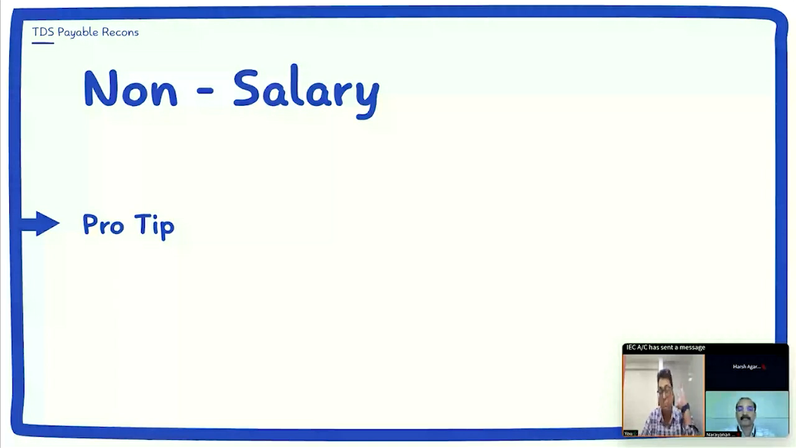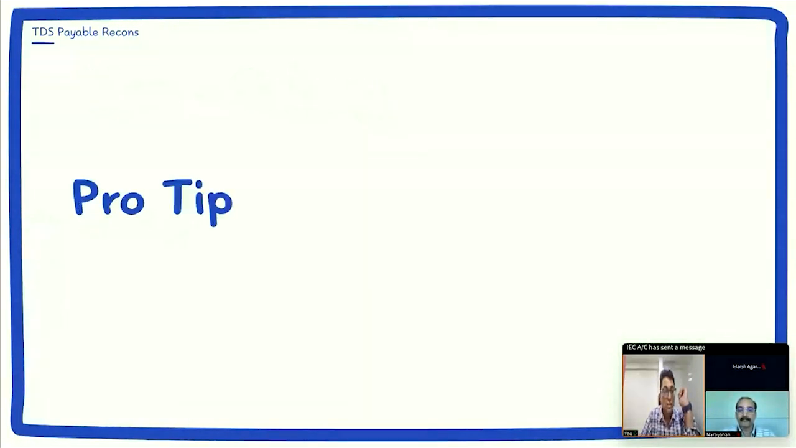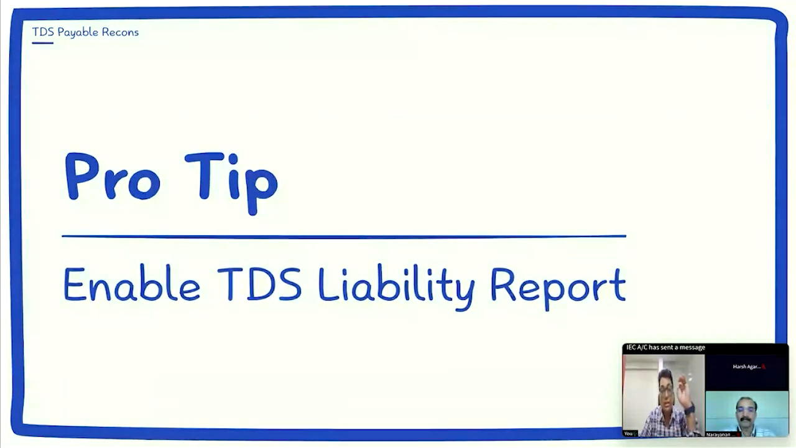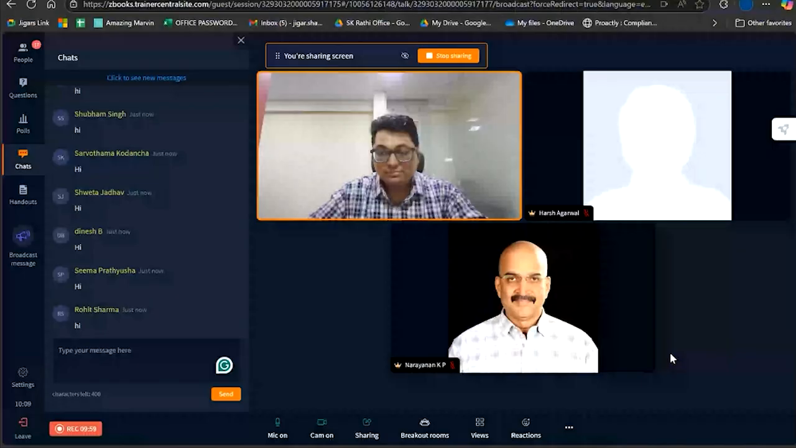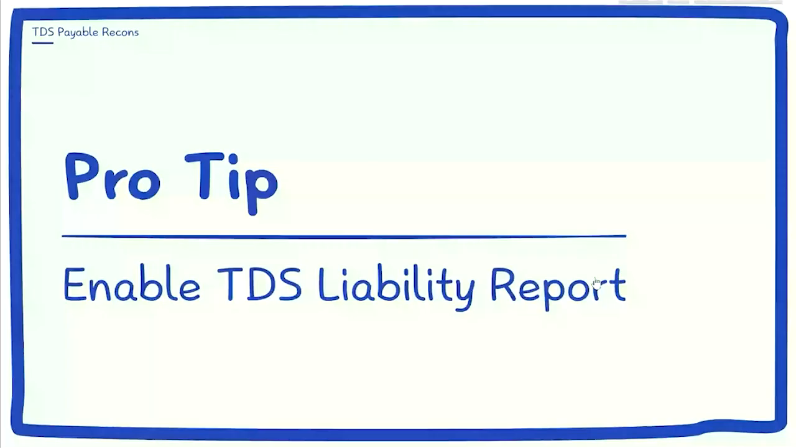Now, before we start, one pro tip, and this is one of the latest features in Zoho, is that you can enable the TDS liability report. I'll show you what it does for you. First of all, on the chat box, are you aware of the TDS liability report in Zoho Books, wherein you can map your challans with your TDS liability? If you are aware of this feature, write yes. If you are not aware, write no on the chat box.